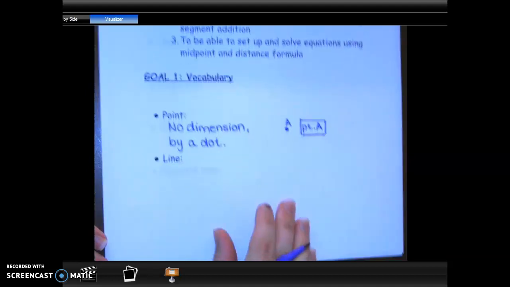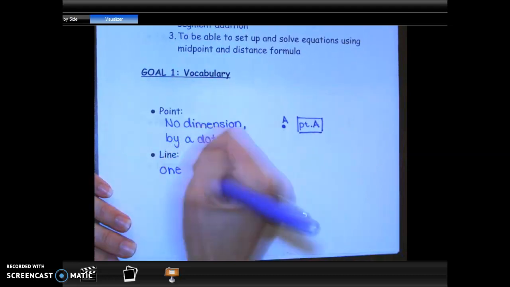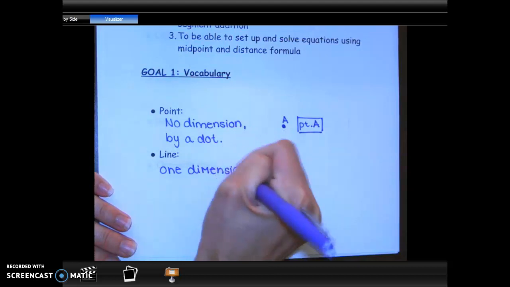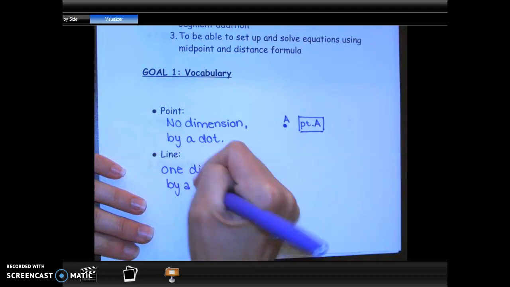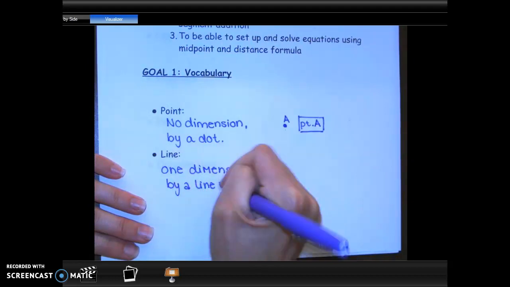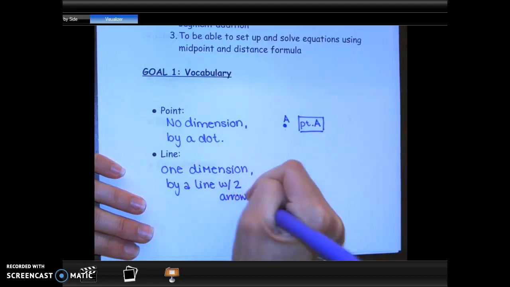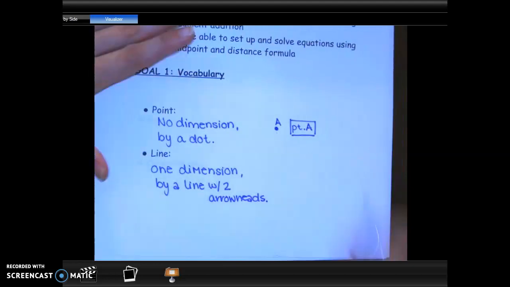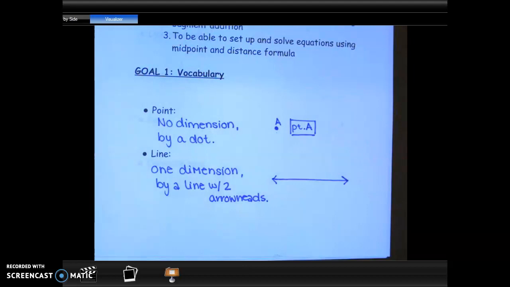All right, now for a line has 1 dimension. And it's usually represented by a line with 2 arrowheads. So it looks a little something like this. Okay, that is what a line looks like.